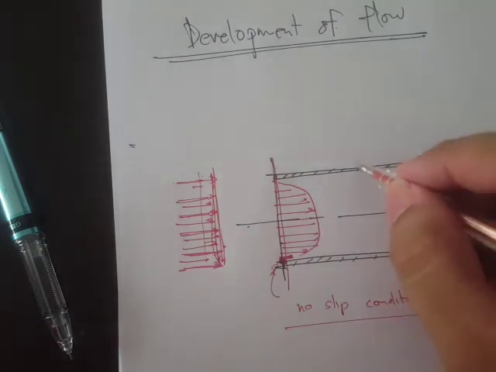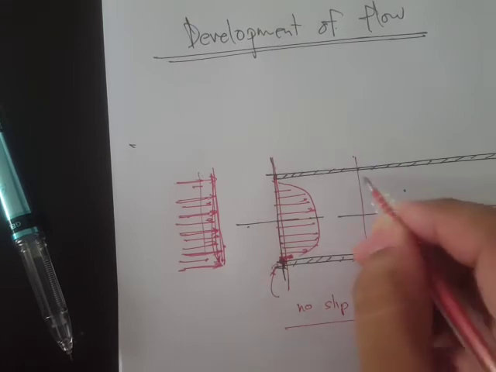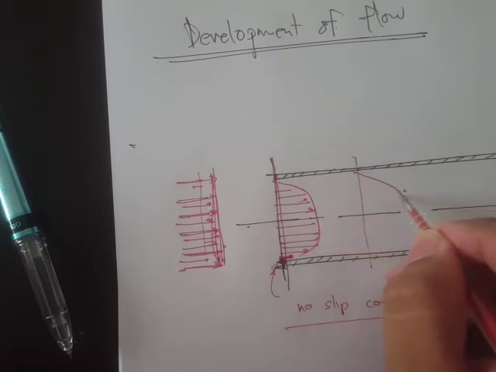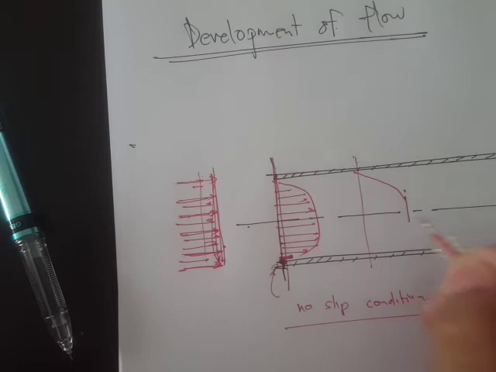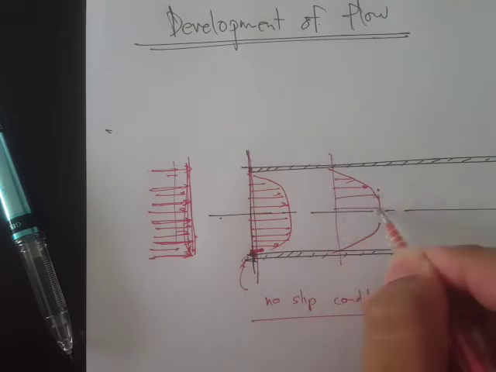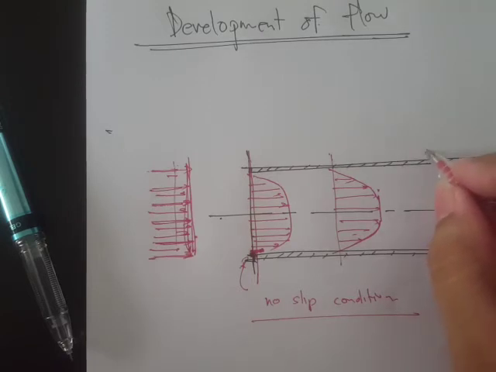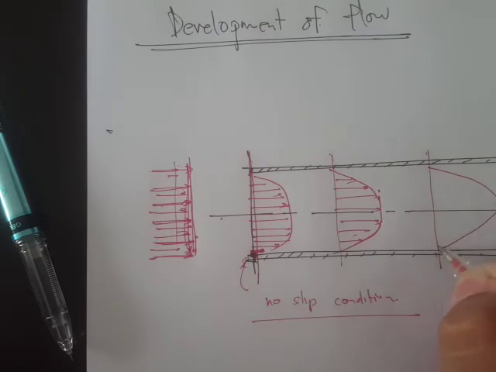Now if we check another profile right here, what we'll see is something like this, straight, then curves again. This will be our velocity profile right here. Now at some length, we will develop a profile that looks like this. It's a smooth parabolic profile.